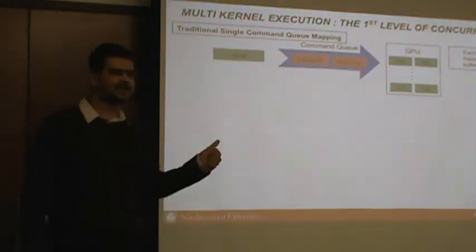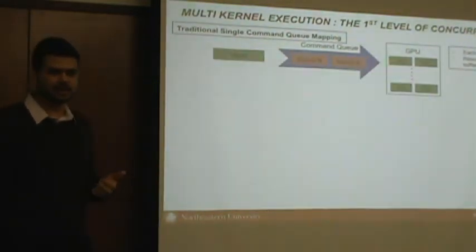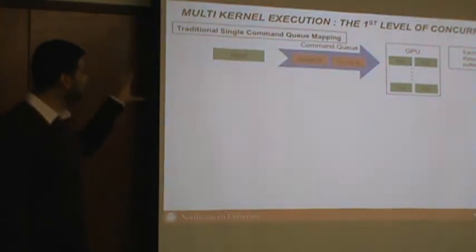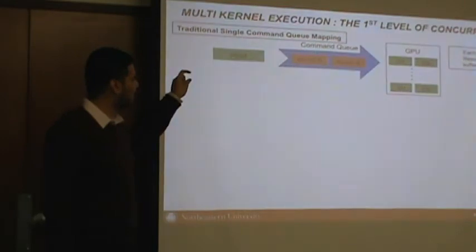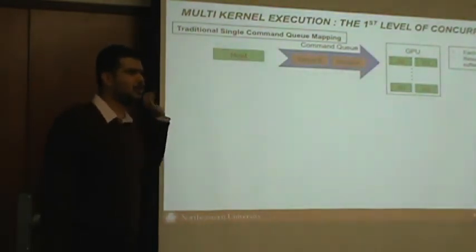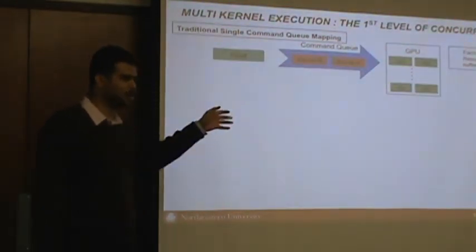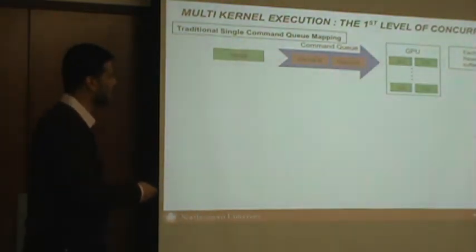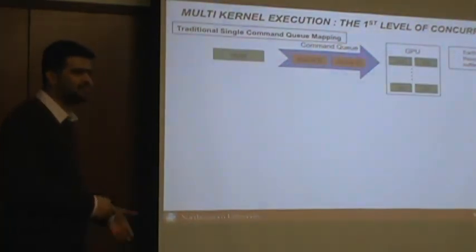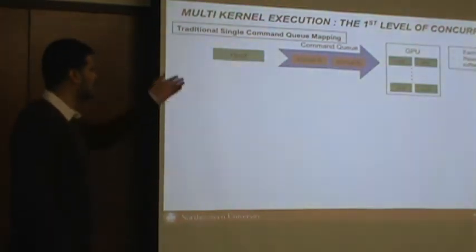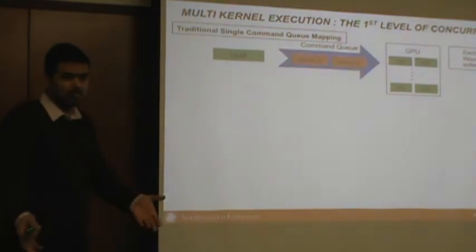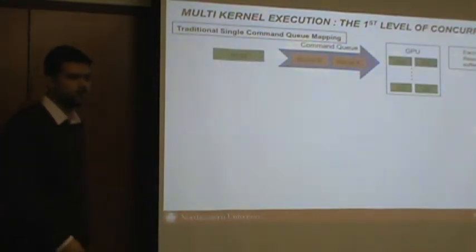That brings us to the first level of concurrency, that's multi-kernel execution. Earlier, traditional single command queue mapping used to be used. The host, that's a CPU, used to have an abstraction called the command queue, which is used to send commands to the GPU. Here we are sending a kernel A and a B. Each kernel used to get the entire GPU for its execution, all its compute units. Once it finishes, the next one used to come. But this was not a good model. Resource utilization suffers. If one kernel doesn't use everything, you're leaving many compute units unused. What do we do with it?